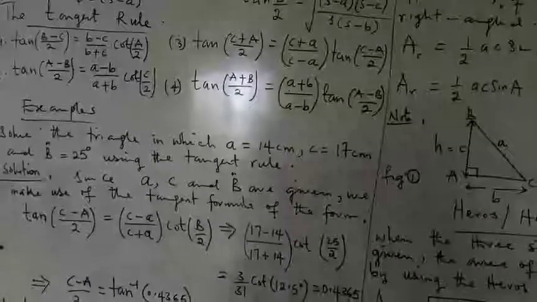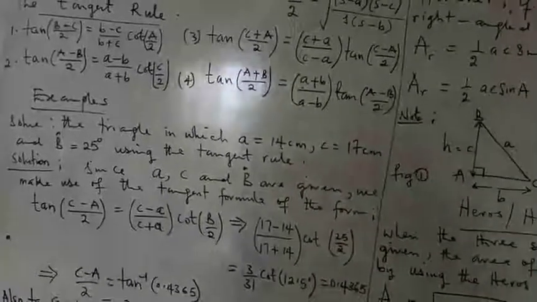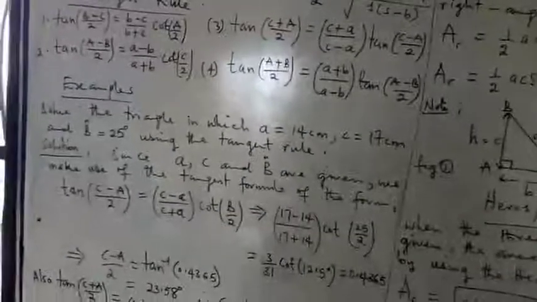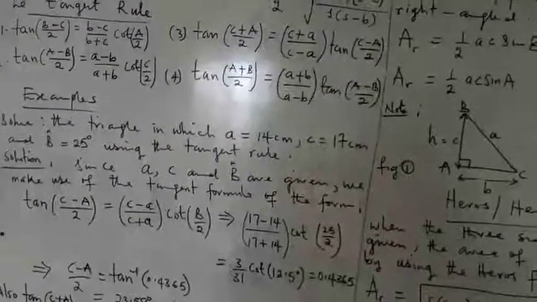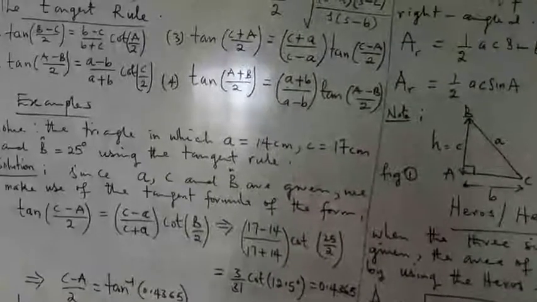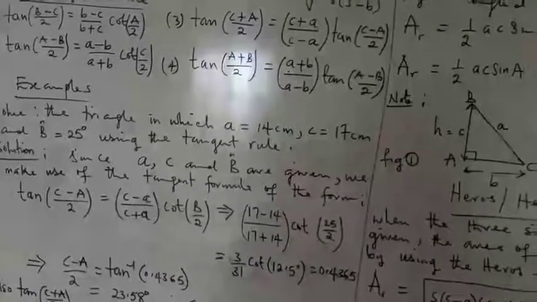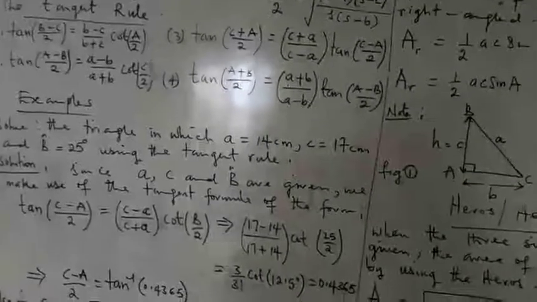Similarly, we can also find tan of (A plus C) or tan of (B plus C). Tan of (B plus C) over 2 will be given as (b plus c) over (b minus c) tan of (B plus C) over 2.